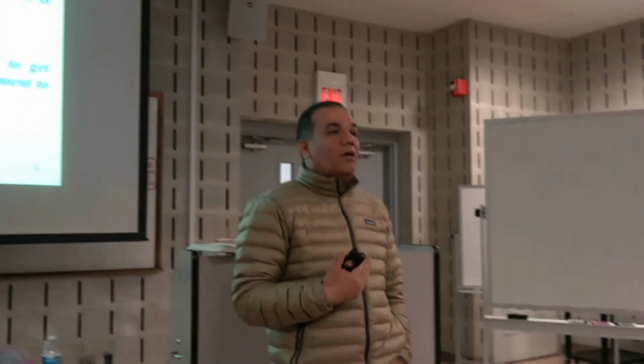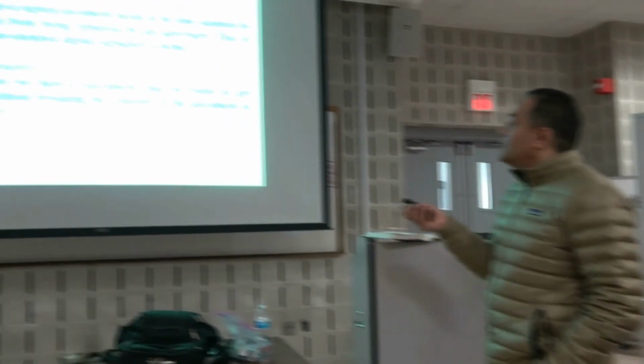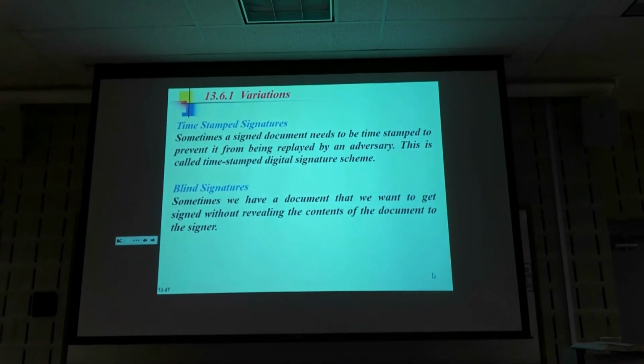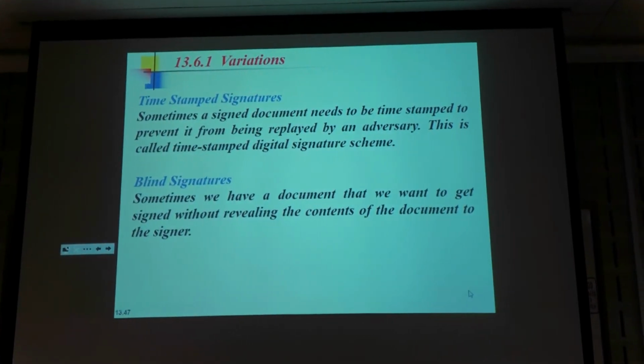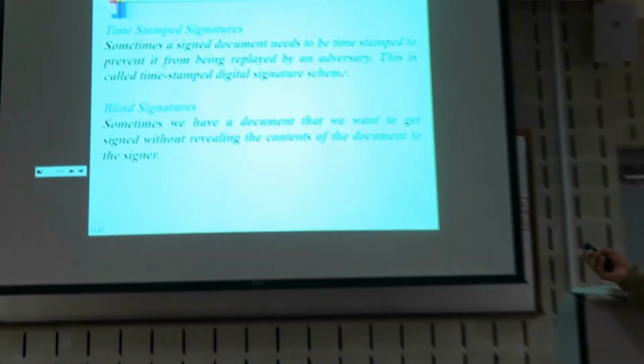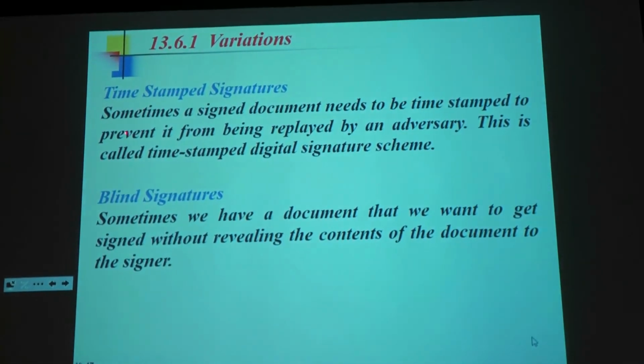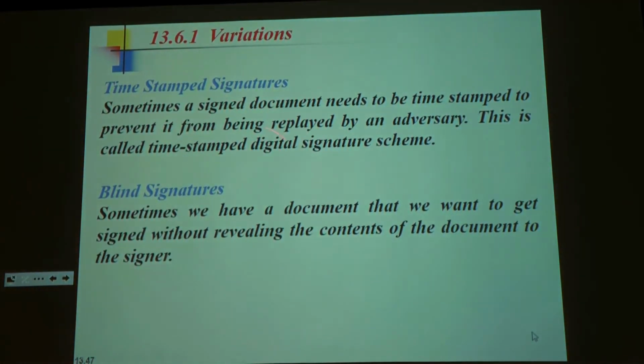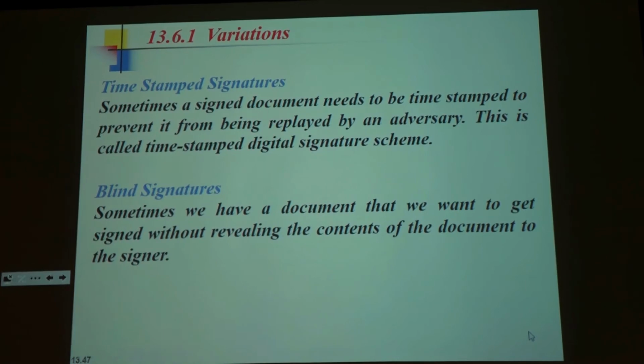So there are issues about how people can hack or verify and all of that. So you should have time-stamped signatures. In the previous slides and techniques, we did not mention the time. We just signed the document. Can we have a timed document that we sign? That means we know when we signed it, for different reasons. Sometimes a signed document needs to be time-stamped to prevent it from being replayed by an adversary. So it has to be timed at that time.